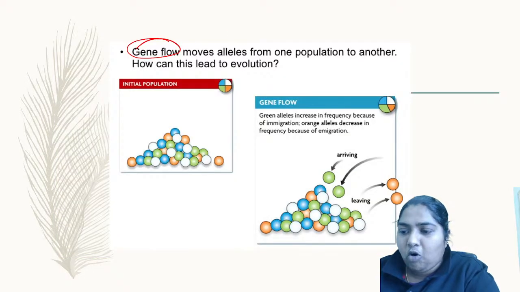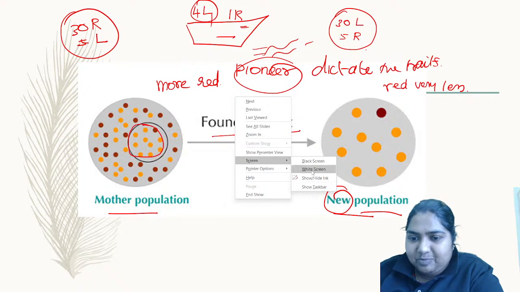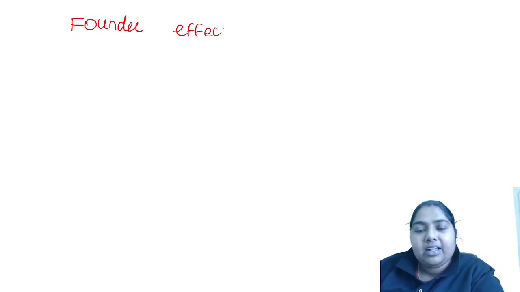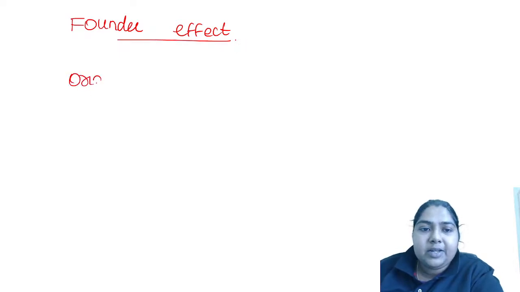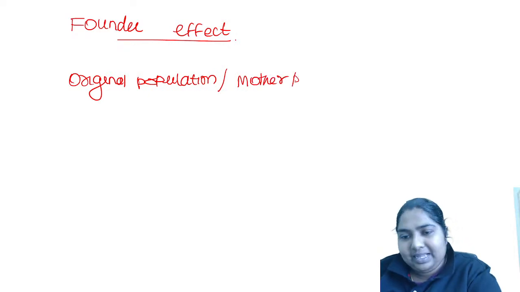You want the founder effect and bottleneck effect one more time? Sure, I'll explain it one more time. Don't worry. See here, as far as the founder effect is considered, this is going to be the original population. It is what is represented as the mother population.